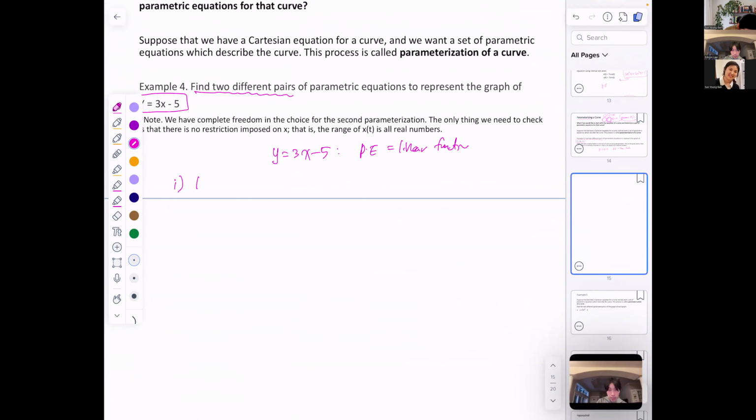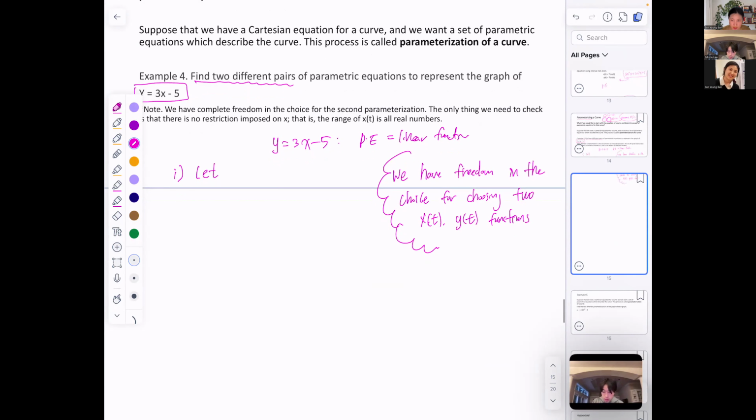So first step, we're going to choose a random function this time. What I mean by that is we have complete freedom in the choice of the two functions. I'm going to write it. This is something weird, but it's true. We have freedom in the choice for choosing the two x(t), y(t) functions. Something we have as an assumption. Okay, so let me try here.